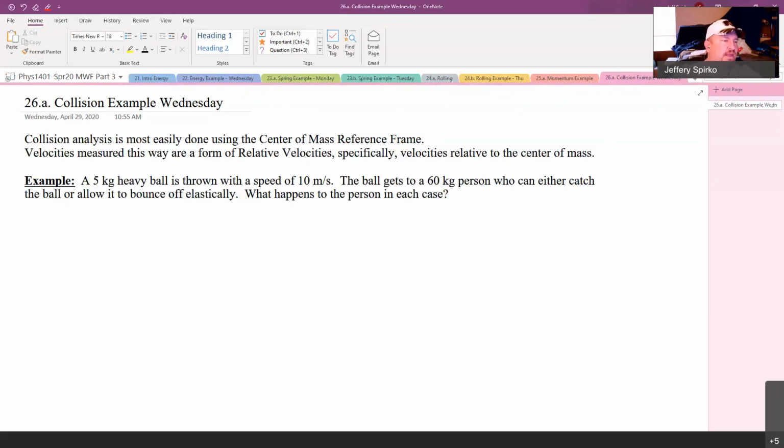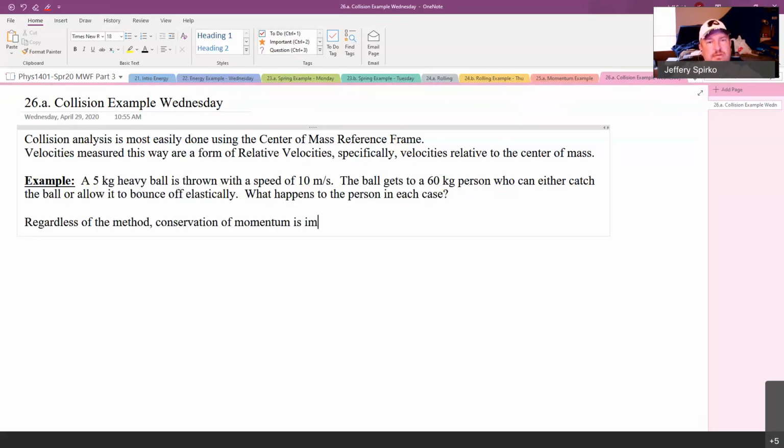So either of these is considered a collision, and in any collision, I want to be thinking about conservation of momentum. So we want to know if we can find the total momentum. And in this case, we do have enough information about the initial conditions to find the total momentum.